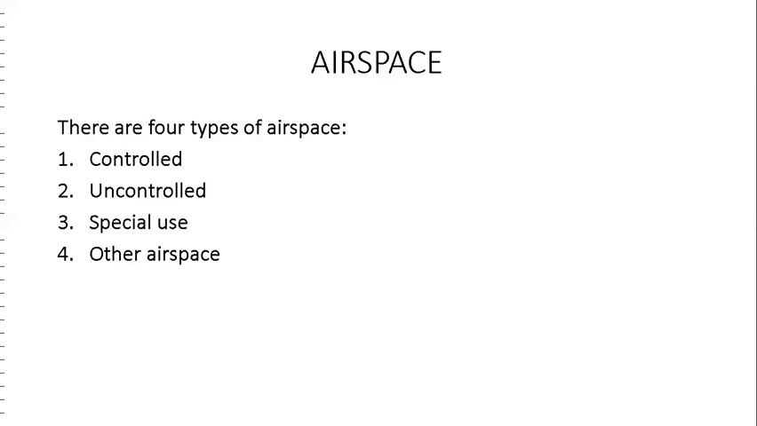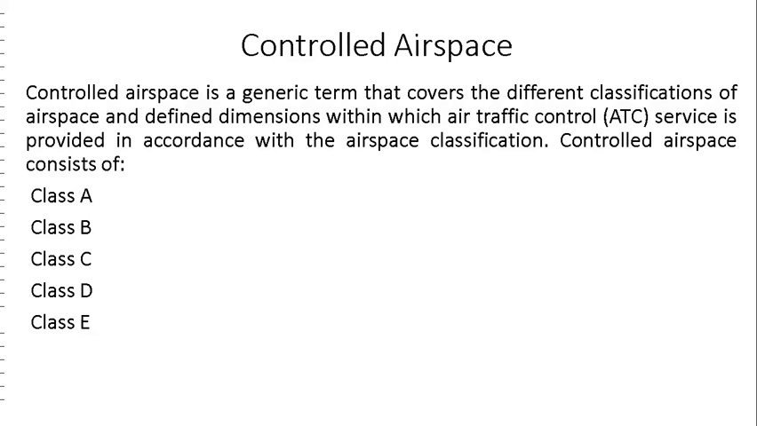There are four types of airspace: controlled, uncontrolled, special use, and other airspace. Controlled airspace is a generic term that covers the different classifications of airspace and defined dimensions within which air traffic control service is provided in accordance with the airspace classification. Controlled airspace are class A, B, C, D, and E.